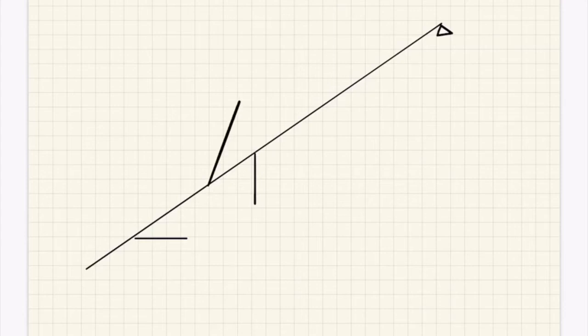And then finally, we'll have the weight from the actual object acting at the end of the arm, and it will go in a downward direction. So that's our starting point for this diagram. Now let's add some arrows and some labels so that we have a downward force here.